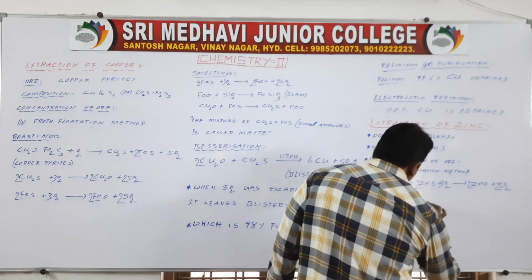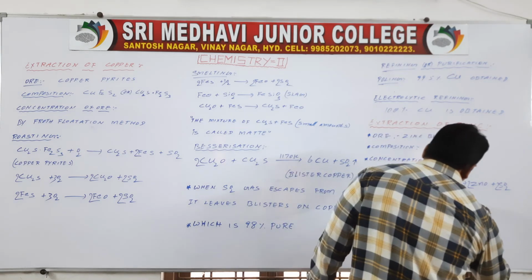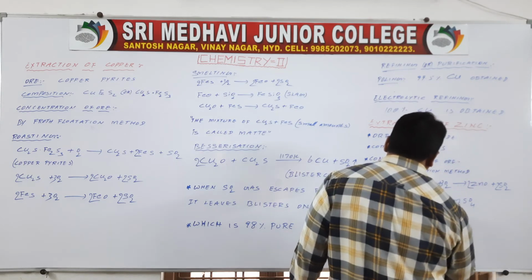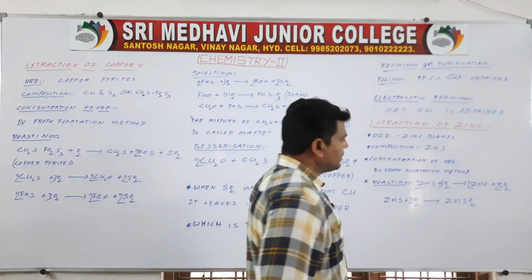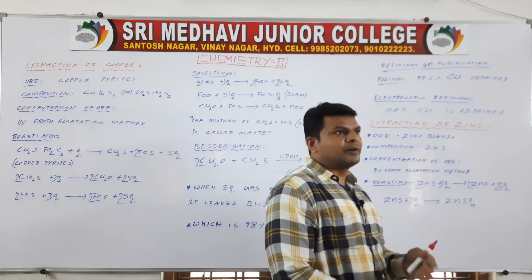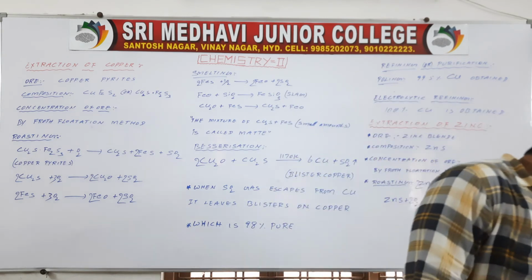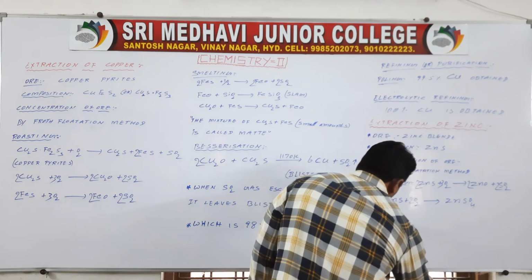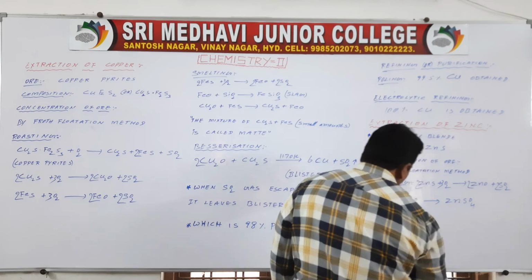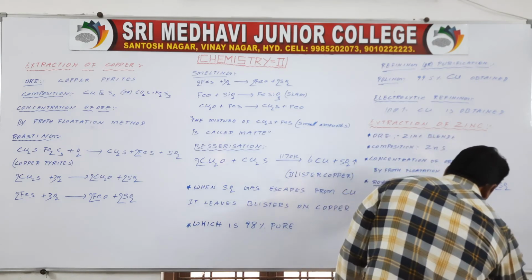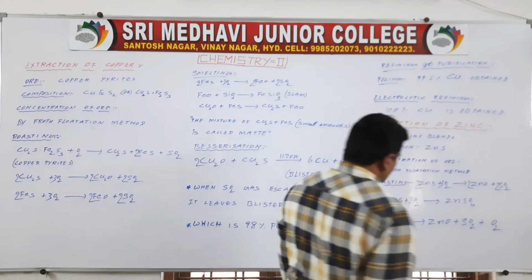ZnS reacts with O2, then it can be converted into ZnSO4. If you take 2 oxygens, then zinc sulfate ZnSO4 is formed. ZnSO4 decomposes into ZnO plus SO2 plus O2.